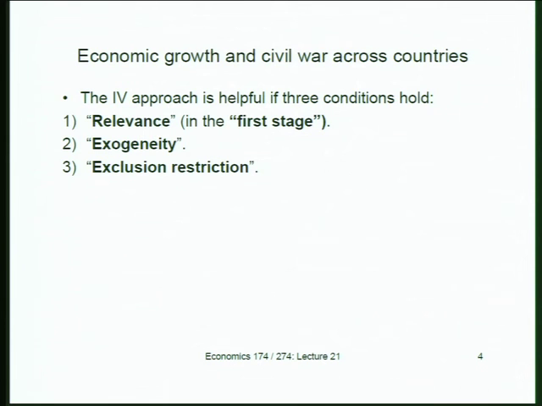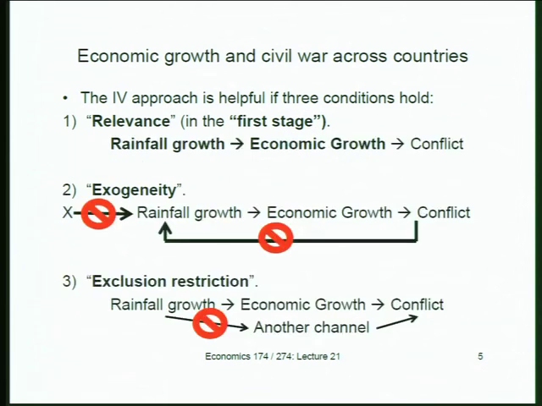So those are the 3 conditions in words, and then of course, there have been these figures that convey the same point in other ways. The first one is that rainfall growth, in this case, affects economic growth. That's the relevance point. Exogeneity is the point that conflict outcomes on the ground do not affect rainfall patterns. That's the nice thing about weather. It's not going to be too affected by those things. Nor do our omitted variables X affect rainfall growth. So those are the 2 conditions there.